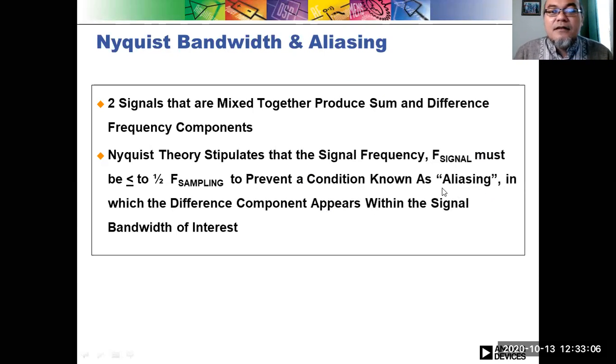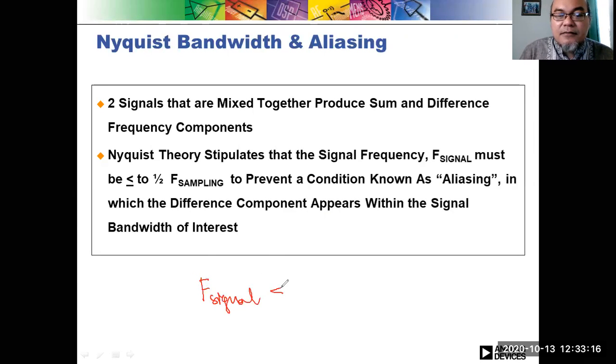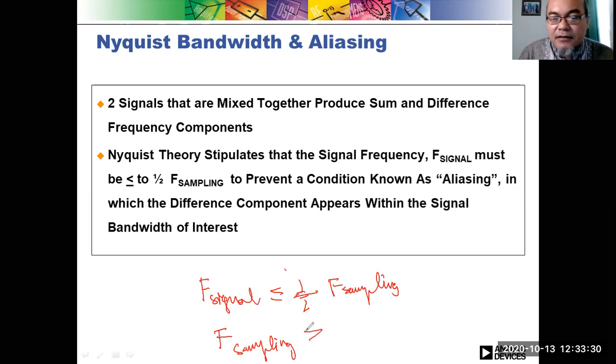So our F signal should be less than half of the F sampling. Put the other way around, when we want to adjust our sampling frequency, it has to be larger than or equal to 2 times the F signal. Okay, so this is the general criteria.